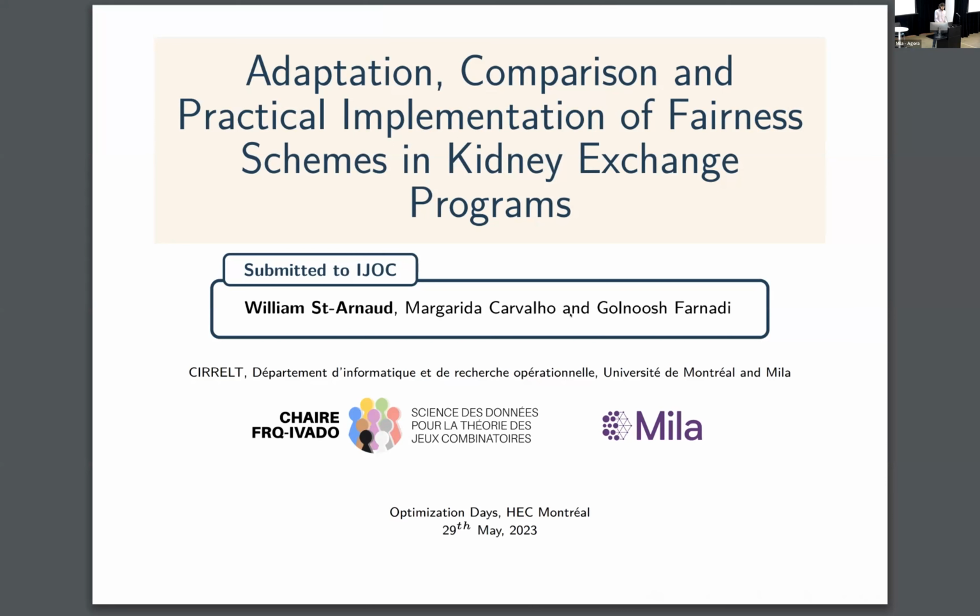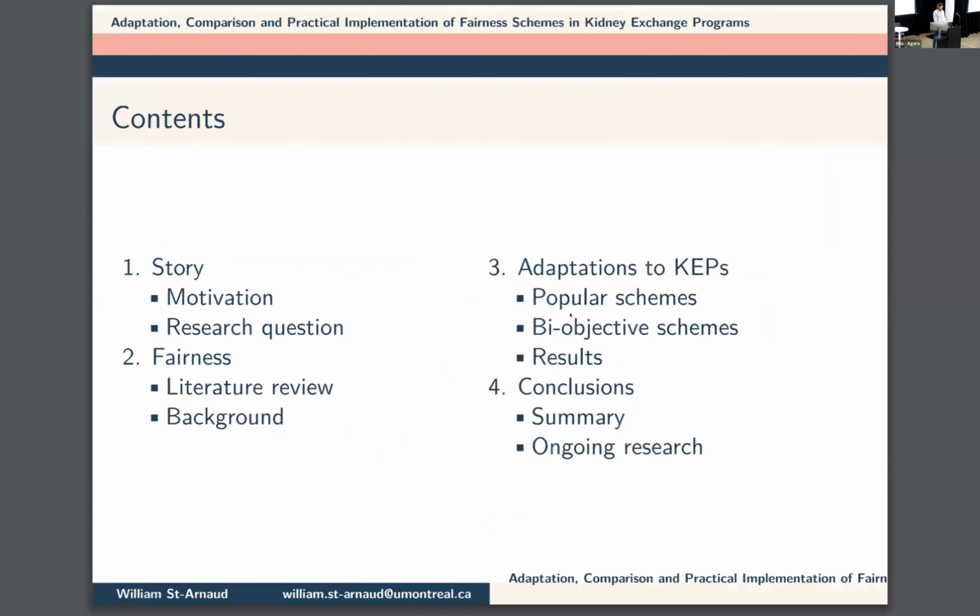Okay, hi everyone. Today I'm going to talk about the paper we recently submitted to the INFORMS Journal on Computing. This has to do with kidney exchange programs and combining fairness with utility. So here's the content of the talk today. I'm first going to talk to you a little bit about kidney exchange programs and the reason for them, and I'm going to mention the research question that we wanted to explore.